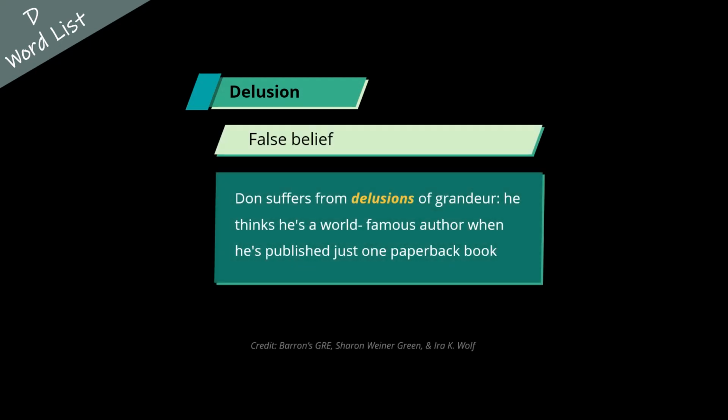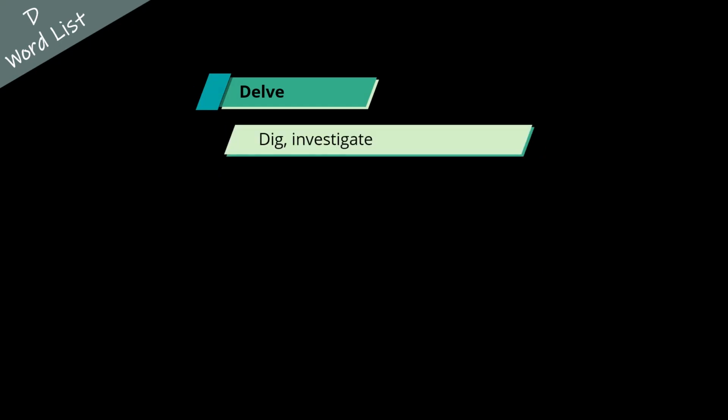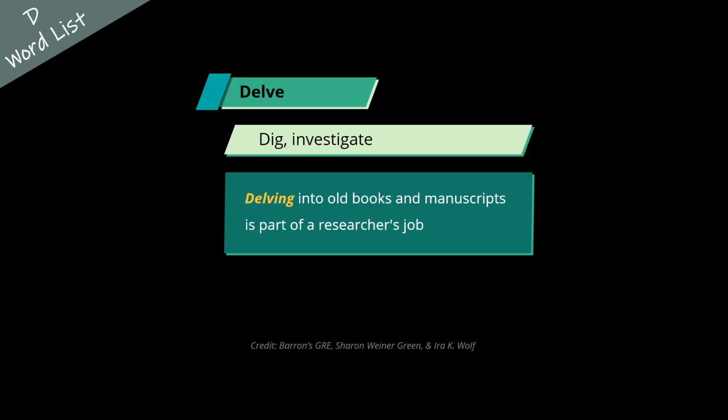Delusion means false belief. For example, Don suffers from delusions of grandeur. He thinks he's a world-famous author when he's published just one paperback book. Delve means dig, investigate. For example, delving into old books and manuscripts is part of a researcher's job.